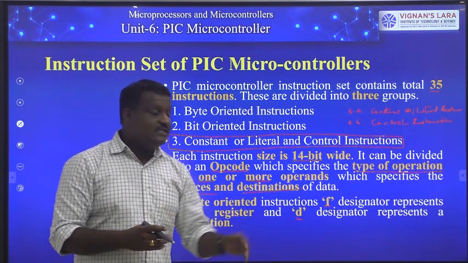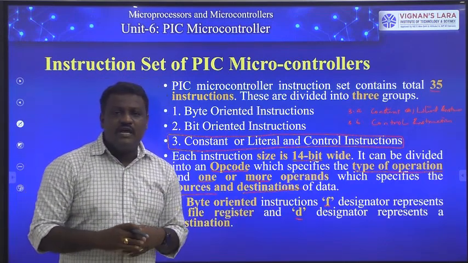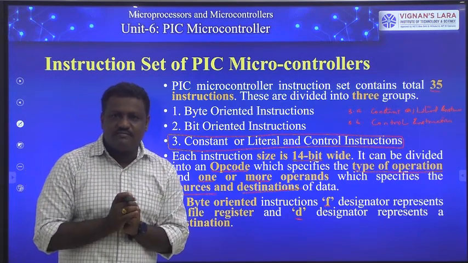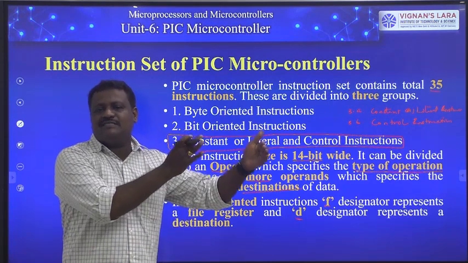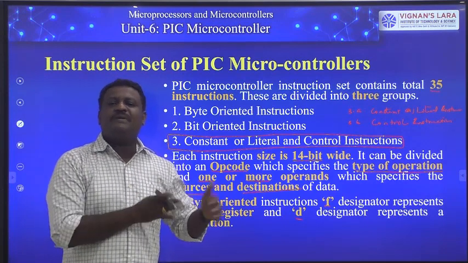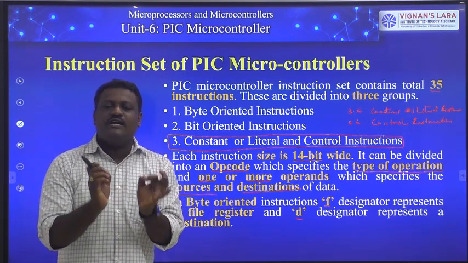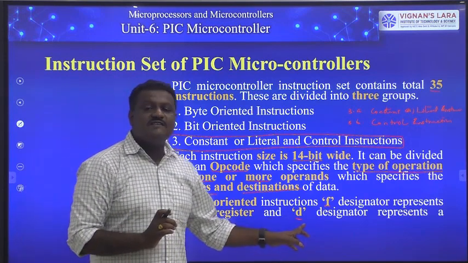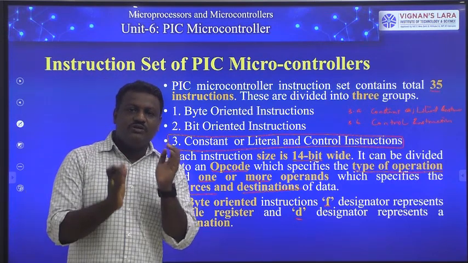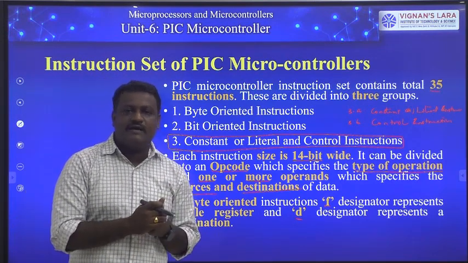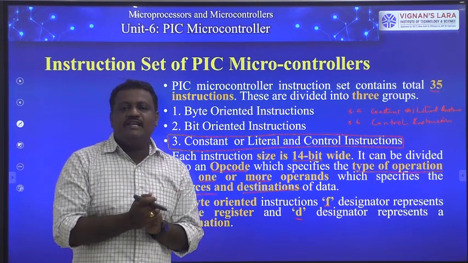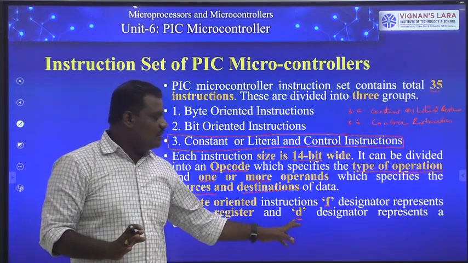The D designator represents the destination. In the case of PIC, we won't say that the operand which follows the operation code is a destination, or that the operand which exists last is a destination. We can use any operand of an instruction as the destination, and that purely depends on the D designator. This D designator decides which one is your destination. Your destination is either the working register or the file register.